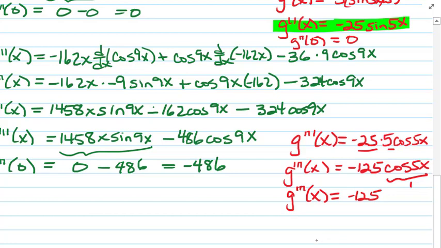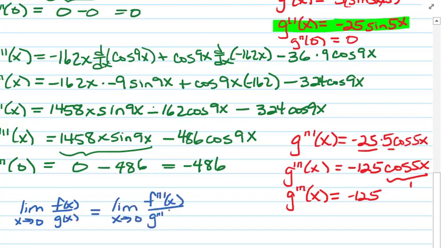So our original limit was the limit as x goes to 0 of our original f of x over g of x. We've worked it using L'Hopital's rule, applying it several times to the third derivative of f over the third derivative of g. And we've just figured out that when we plug in our third derivative at 0, it turns out to be negative 486 over negative 125, or 486 over 125.